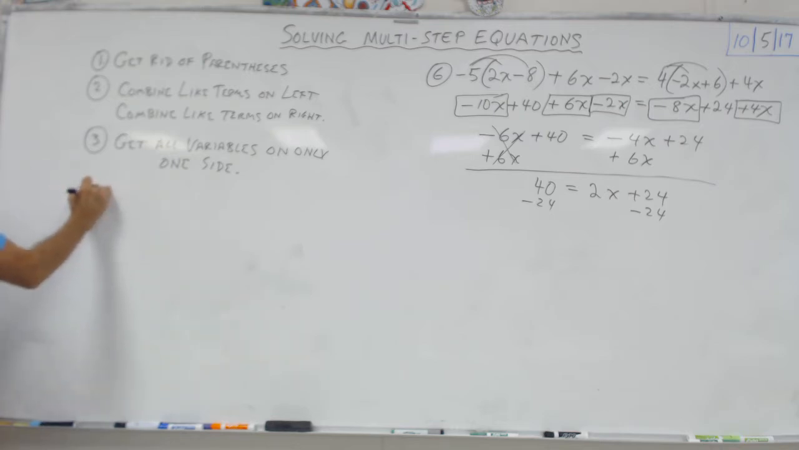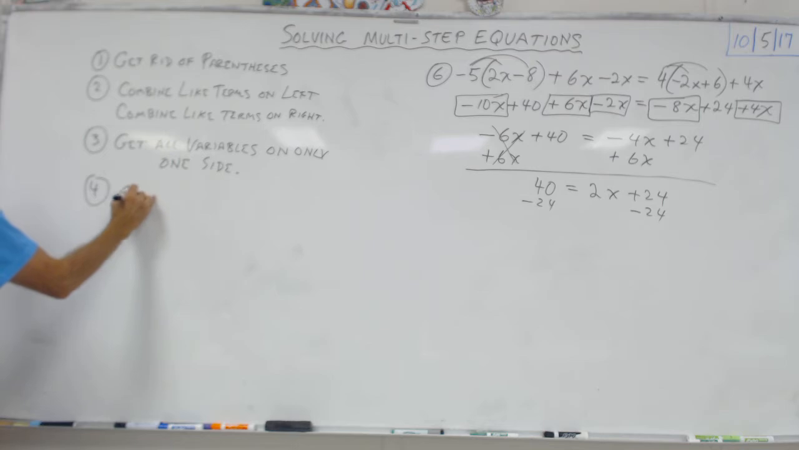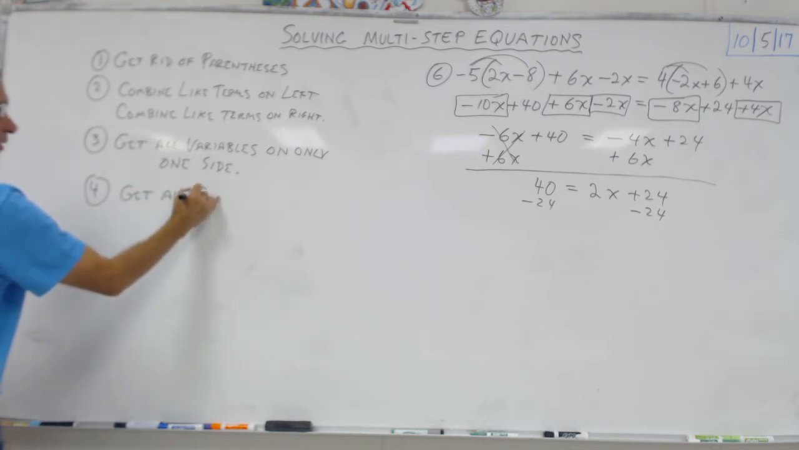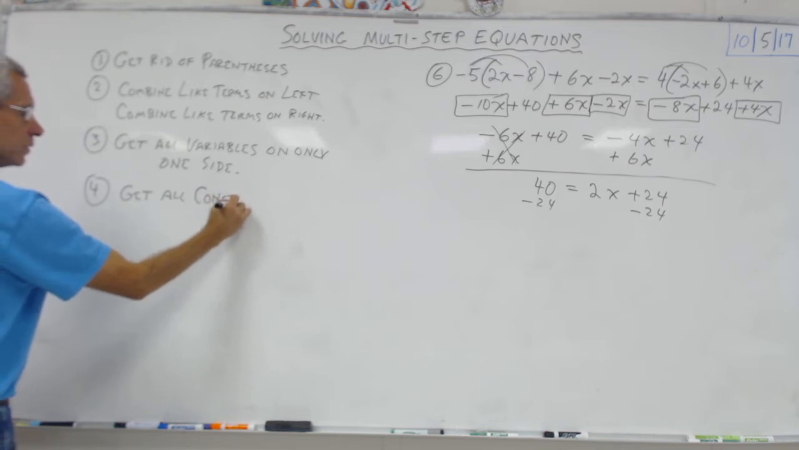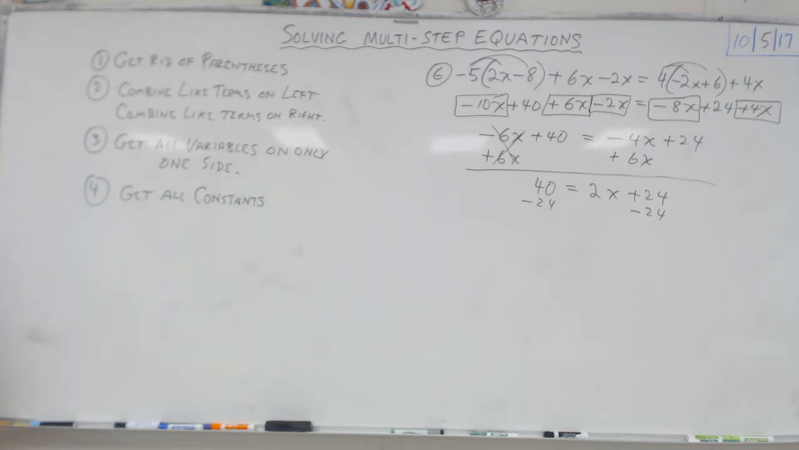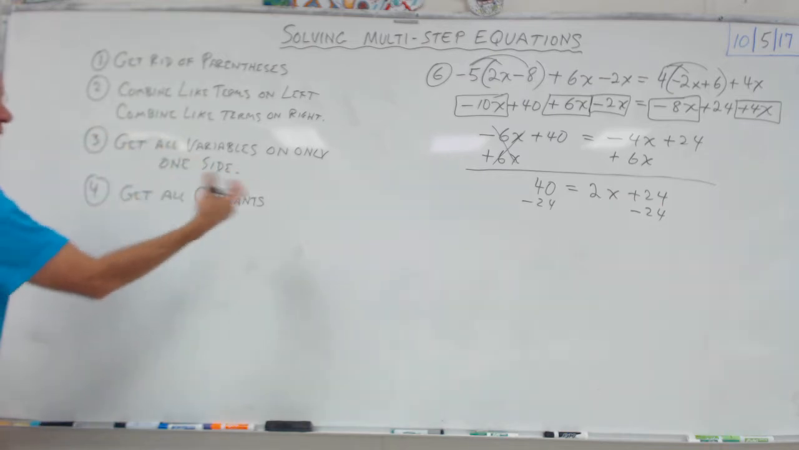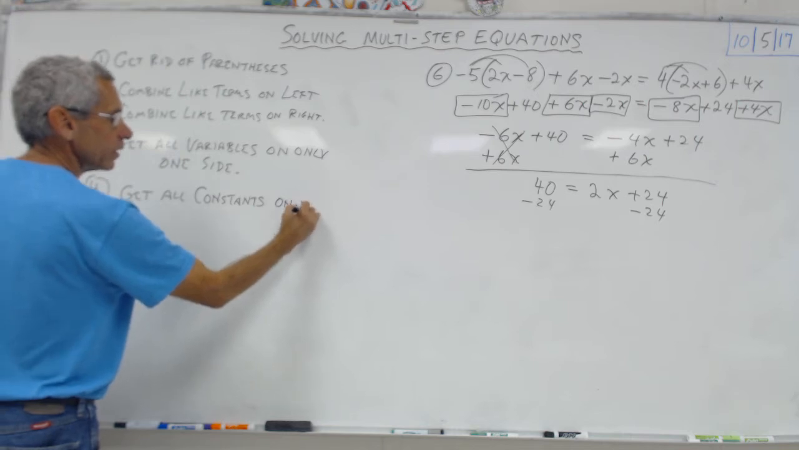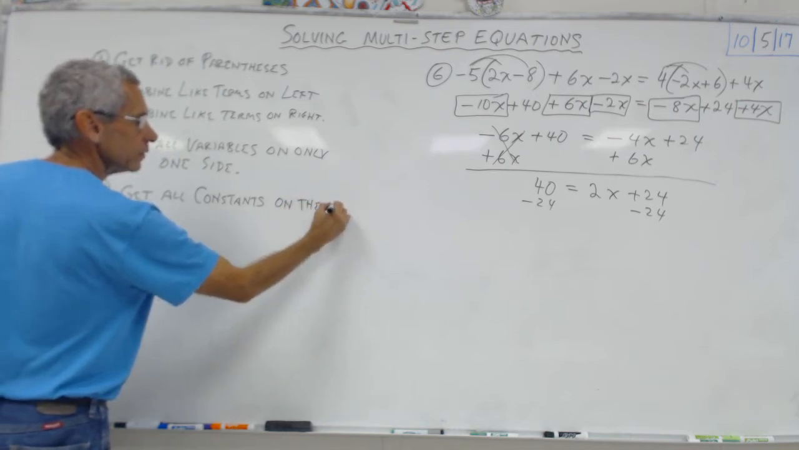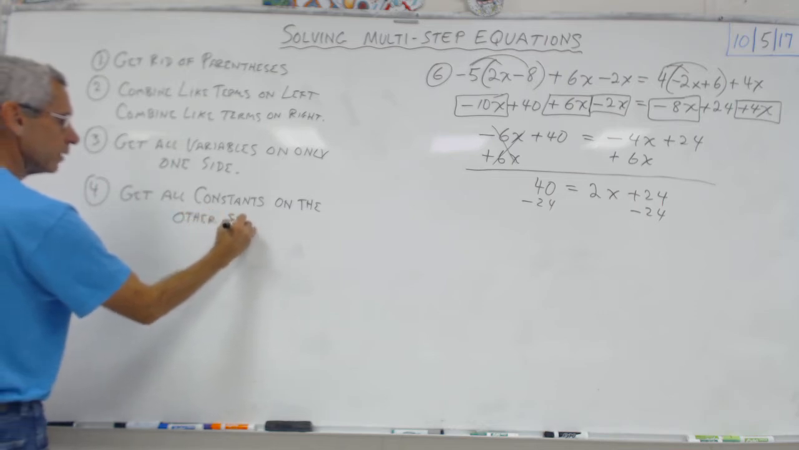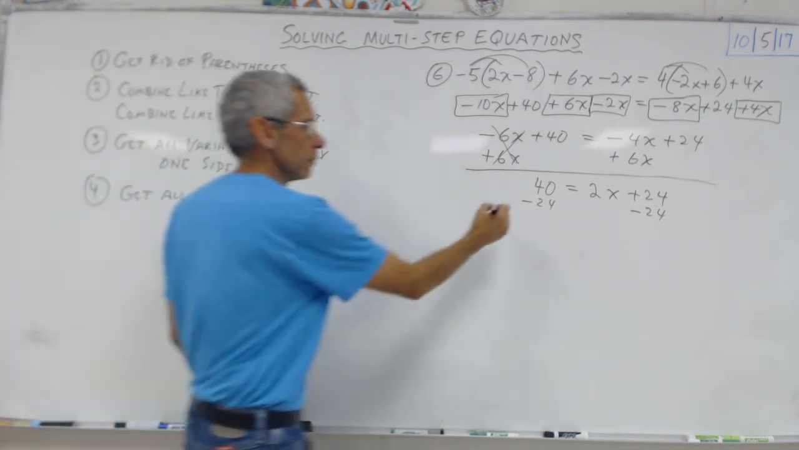All right, so isolate the variable. We're going to get all constants on the other side. Can I call those constants? Yeah, because those numbers are constantly the same value, right? 24 and 40 are constants. Get all constants on the other side. Does that make sense, you guys? On the other side. So here we go.